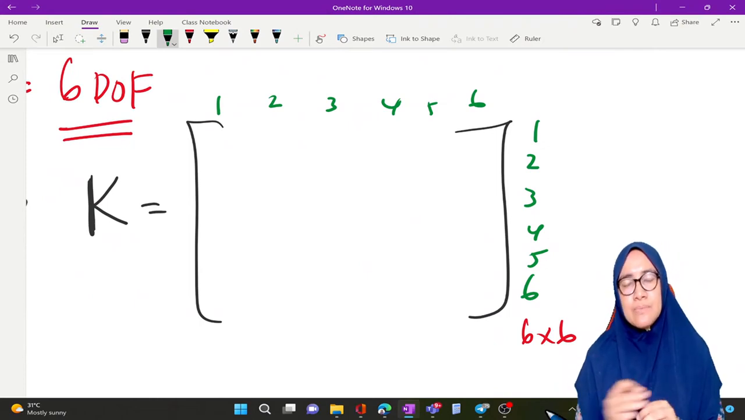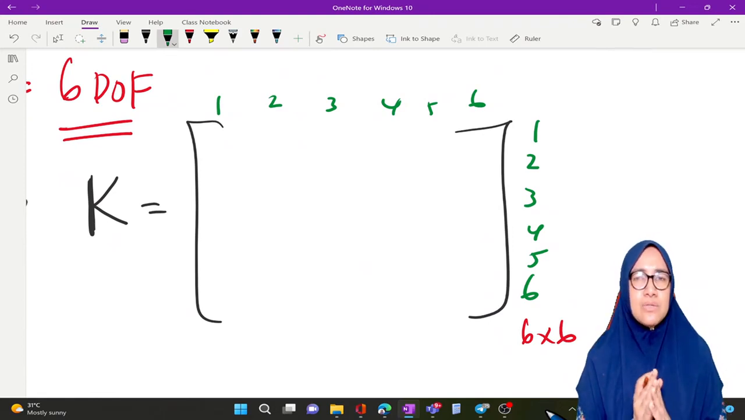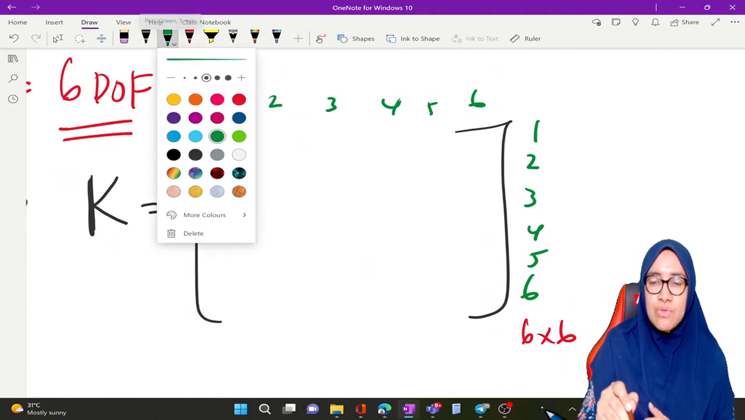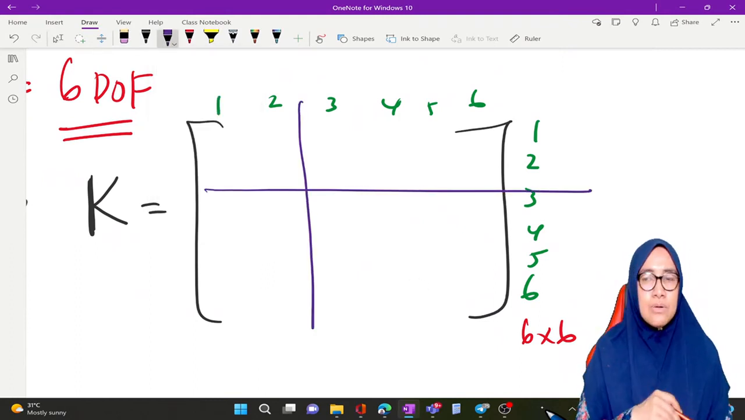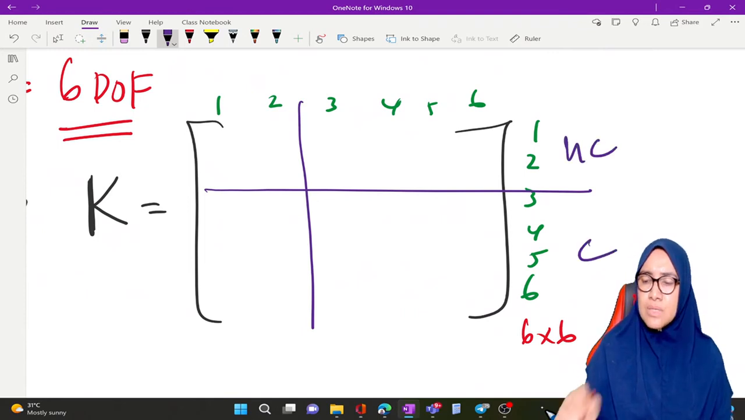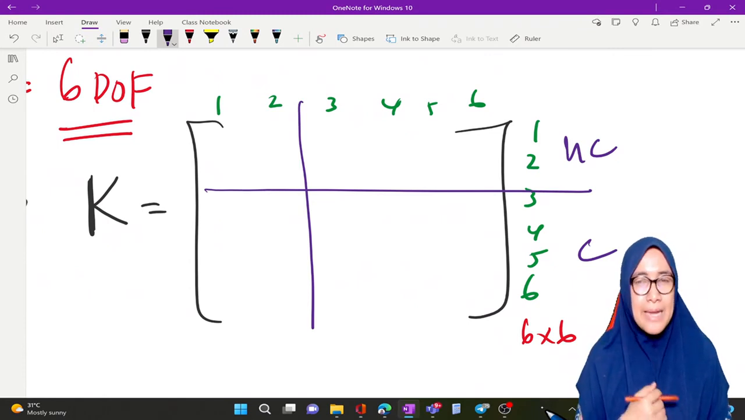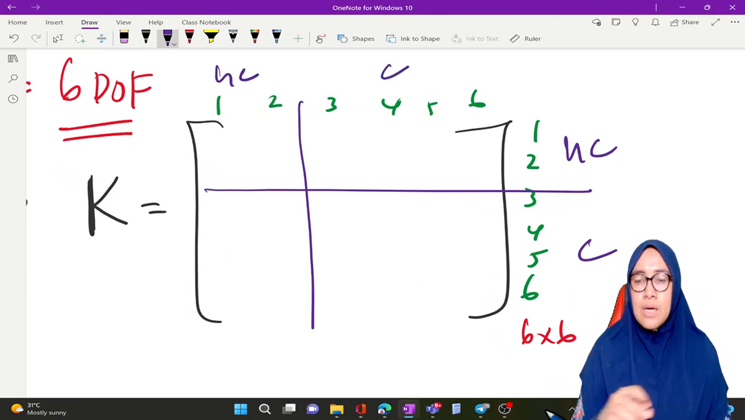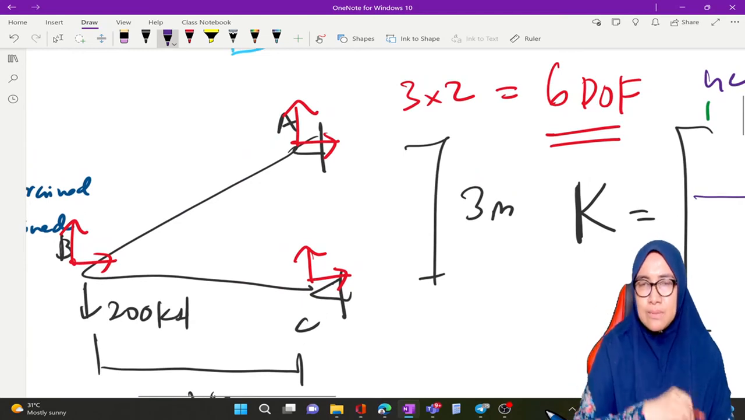This relates with the number of degrees of freedom, related to the nodes in the structure, and this 6 we have to divide into two systems, unconstrained system and constrained system, depending on the support. So, a bit more, looking back to this.